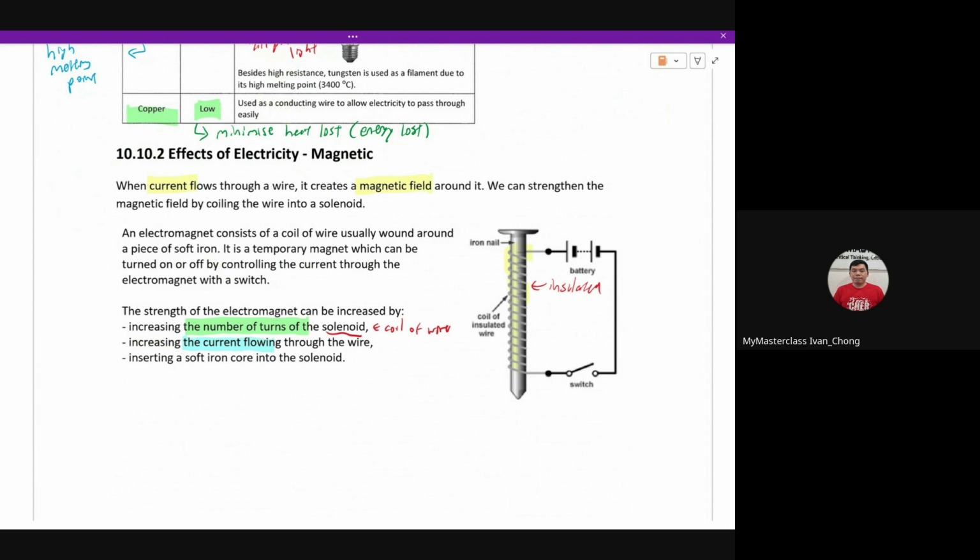And you don't need to worry too much about this soft iron core part because we're already using an iron nail. So what this also means is, if I don't have the iron nail, I can still make a magnet using just my wires. It's just that this magnet will become very, very weak. So I need this iron nail to make it even stronger. Okay? So do take note of this.